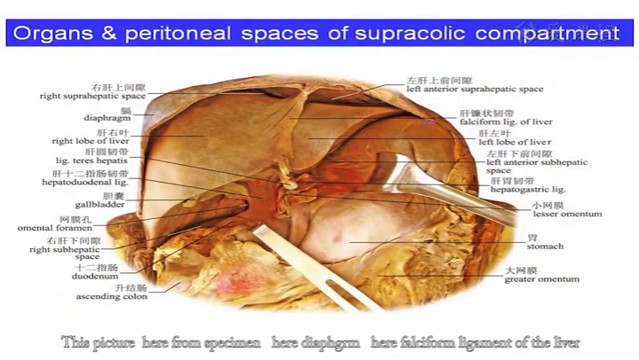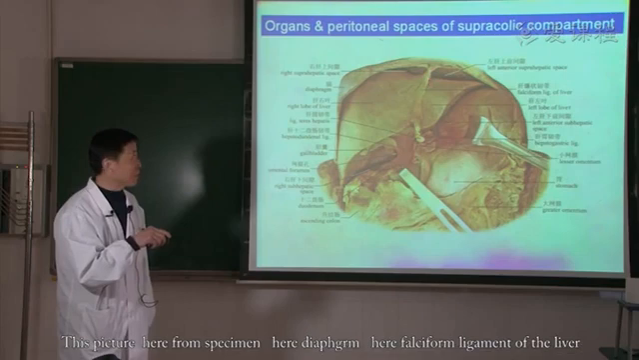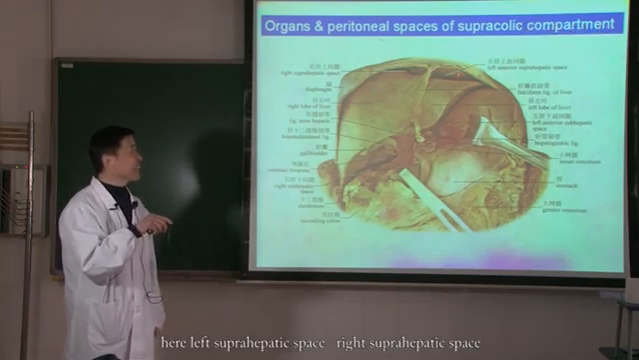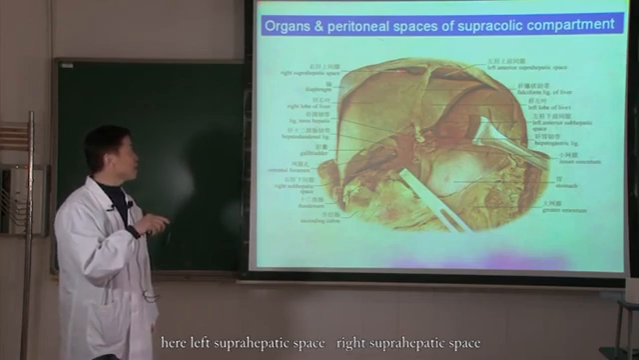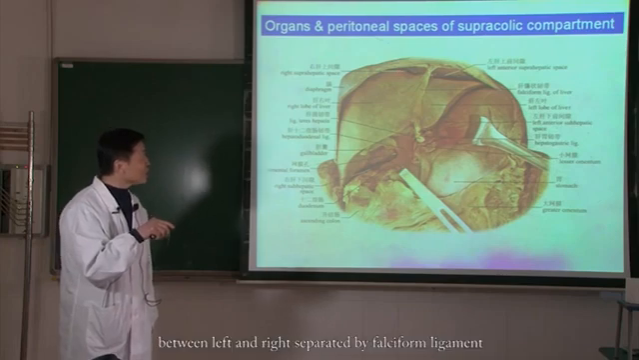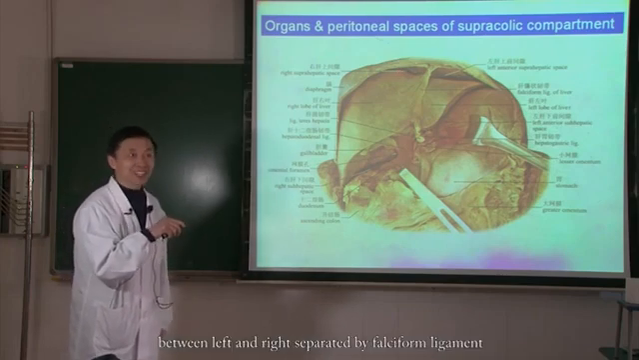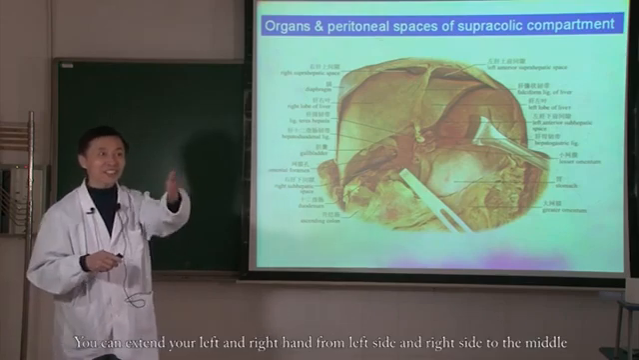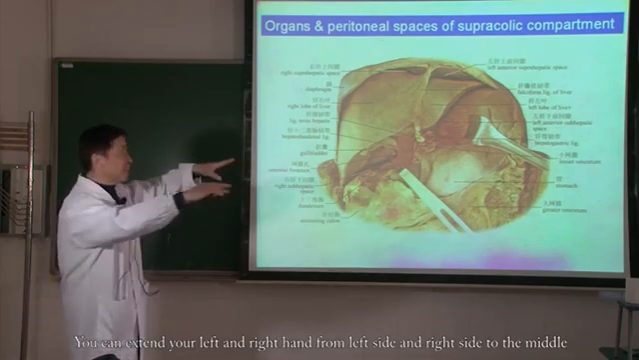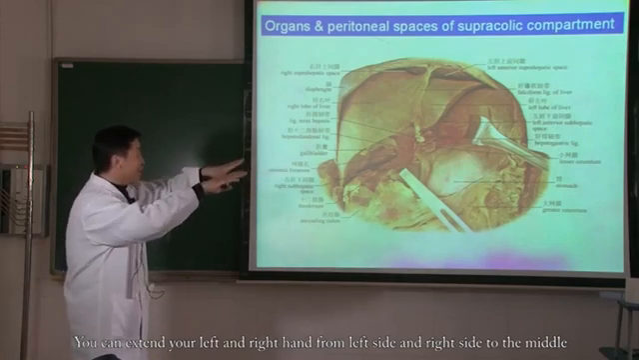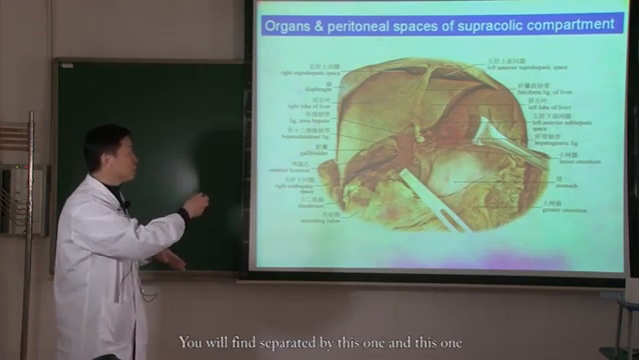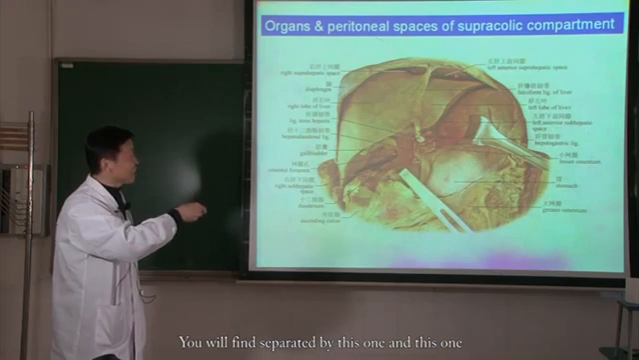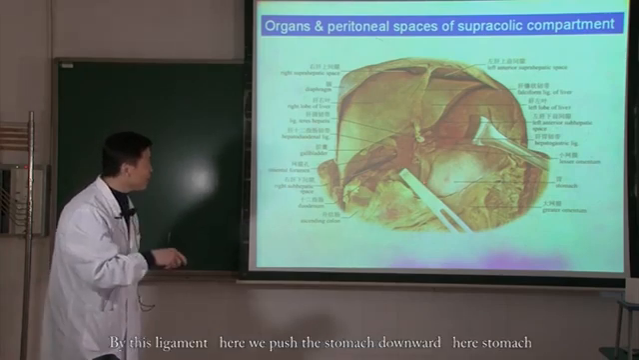This picture here is from the specimen. Here the diaphragm. Here the falciform ligament of the liver. Here the left suprahepatic space. Right suprahepatic space. Between left and right, separated by the falciform ligament. You can extend your left hand and right hand from the left side and the right side to the middle. You will find it is separated by this ligament.